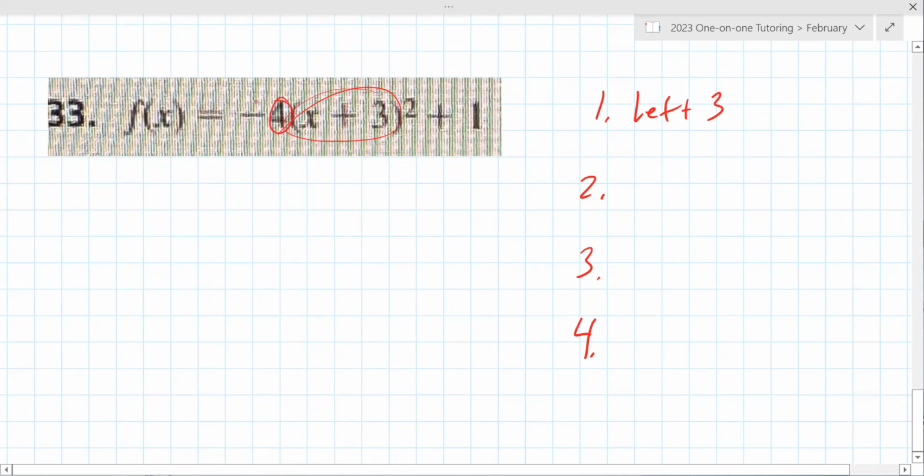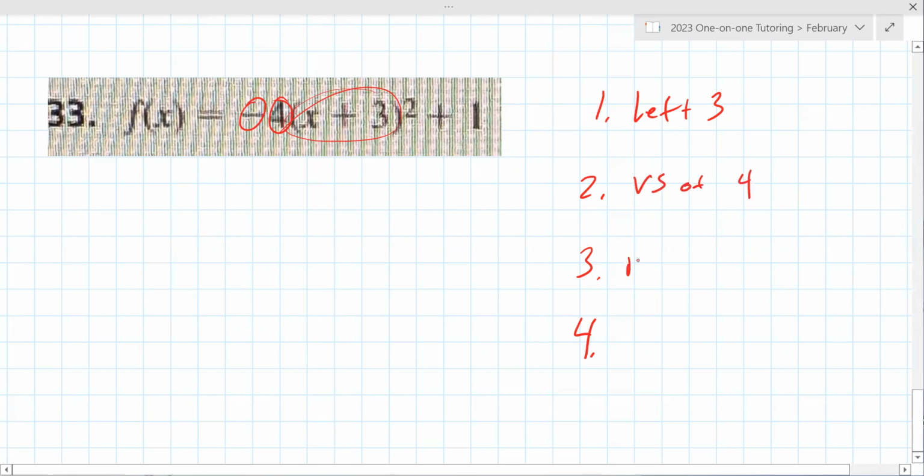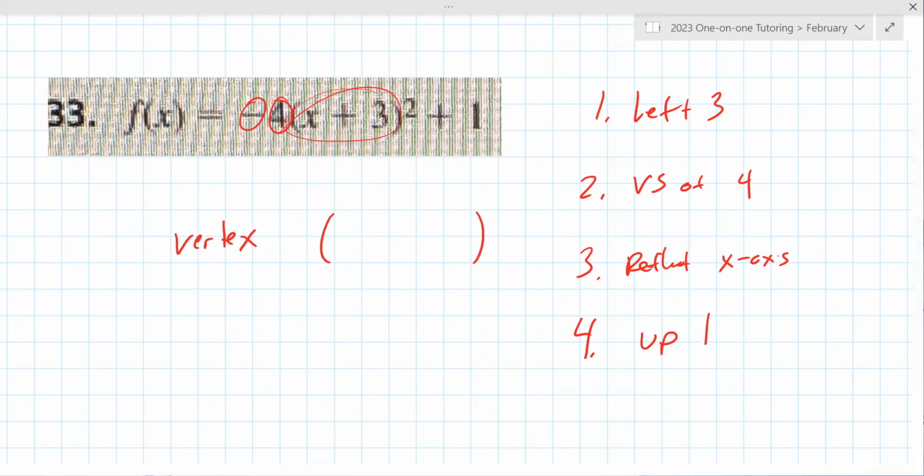The order doesn't matter for these next 2. They can go in either order. So to the left 3, then vertical stretch by a factor of 4, reflects over the x-axis and up 1. Okay. Very good. What is the vertex now of this one? So the vertex equals -3, 1. Good.